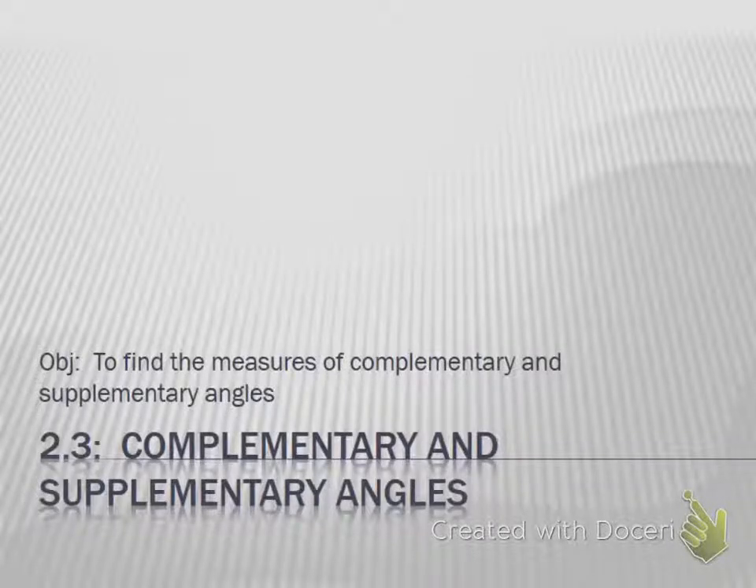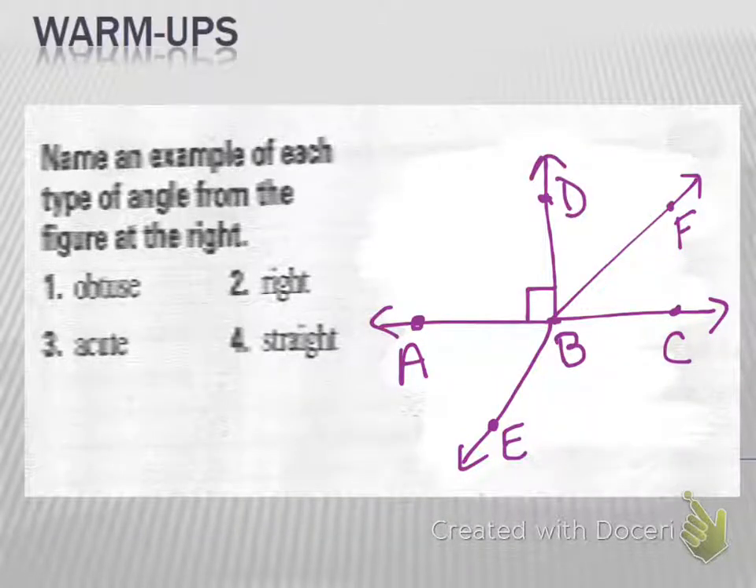All right, today we are doing section 2.3 on complementary and supplementary angles. Our objective is to find the measures of complementary and supplementary angles. Remember, to name an angle, we only use 3 letters. On number 1, we need an obtuse angle.